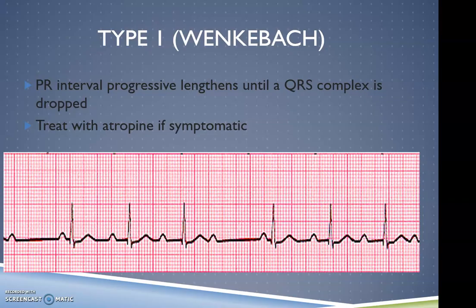So if we look at our PR intervals, this one is 0.16. This one is 0.28. This one is 0.32. Then we have a P wave and no QRS. And we just call this a dropped beat. And the saying is, longer, longer, longer, drop, now we have a Wenckebach.